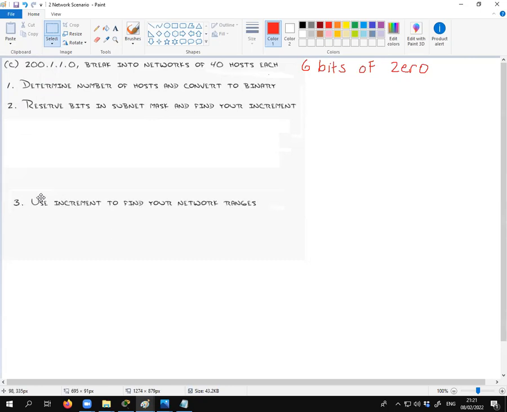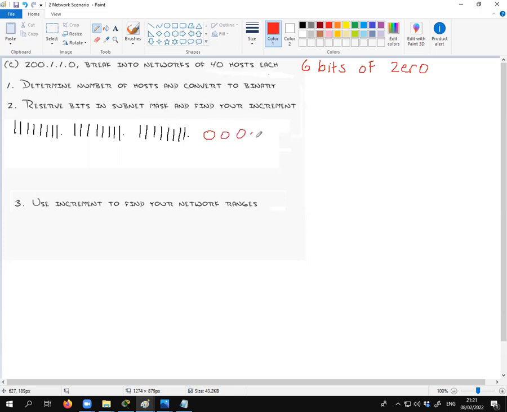So the next part is to reserve those 6 bits in the subnet mask. Our subnet mask hasn't changed. It's still a class C, so it's going to be 255.255.255.0. So we say 1, 2, 3, 4, 5, 6, 7, 8 dot, 1, 2, 3, 4, 5, 6, 7, 8 dot, 1, 2, 3, 4, 5, 6, 7, 8 dot, 0, 0, 0, 0, 0, 0, 0, 0, which is /24, yeah? No, this hasn't changed yet.